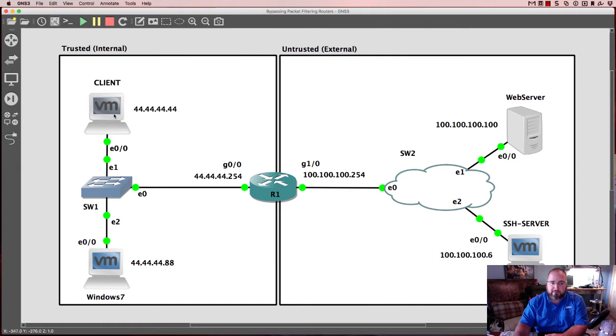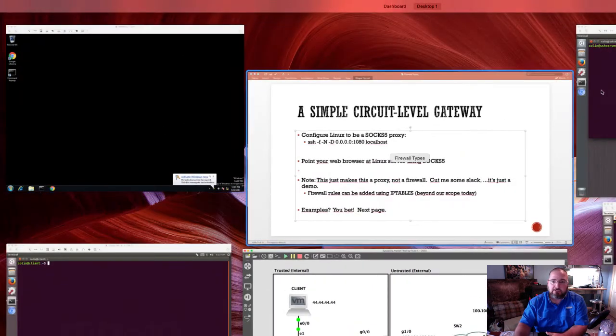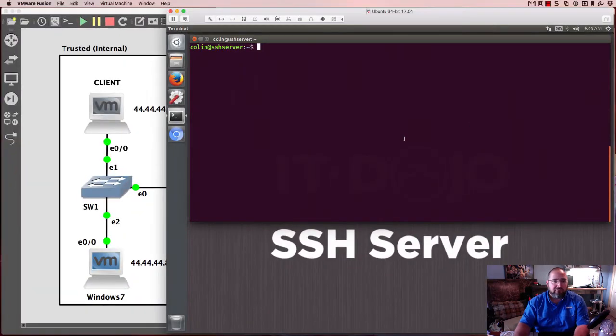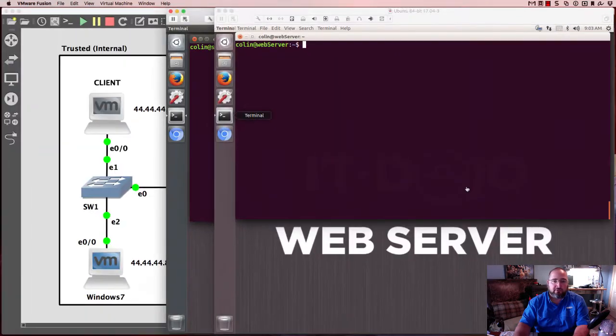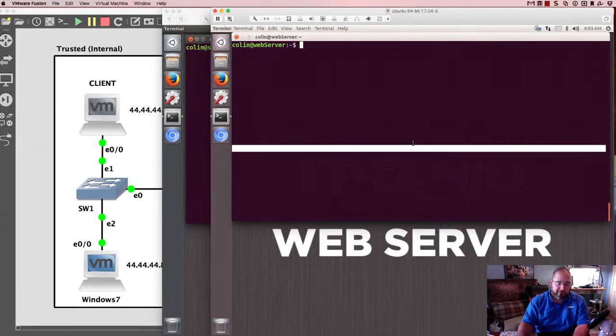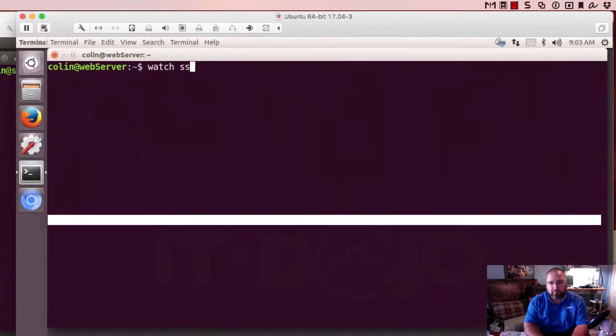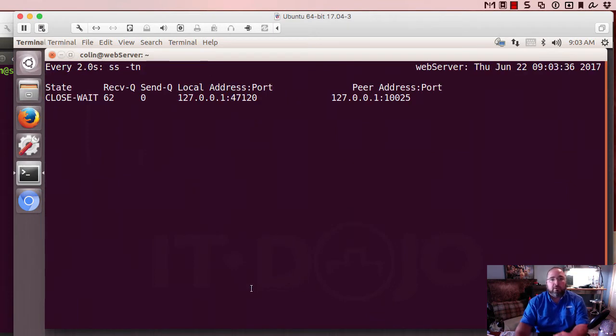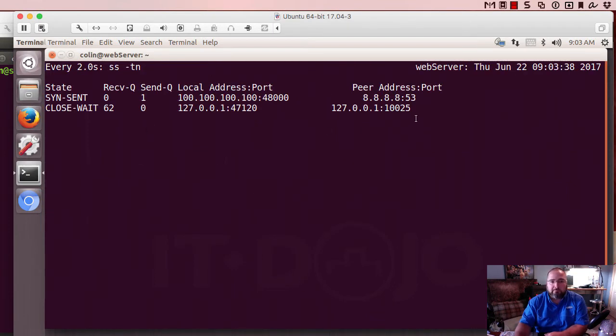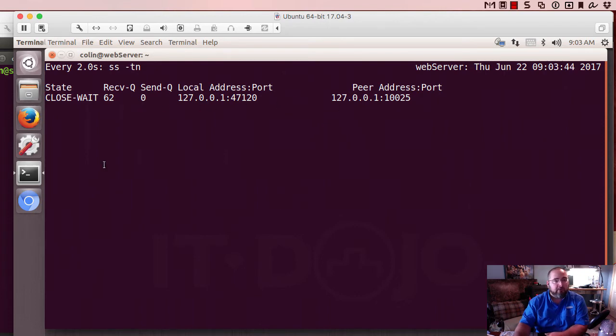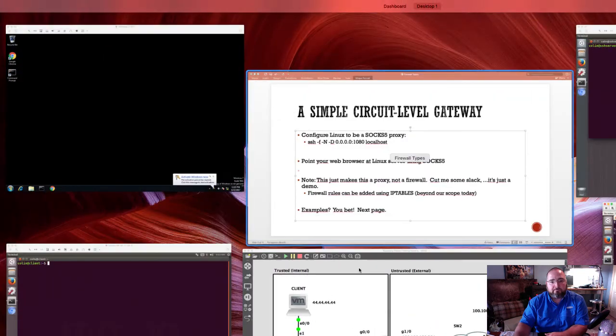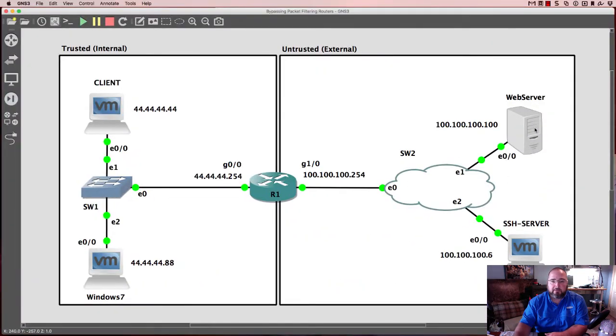So if this client, 44.44.44.44, accesses this web server, let's do a couple of things. One, let's watch the connection from the web server's perspective. There are currently no connections. It's trying to do some DNS stuff, but we don't care about that. There's no connection to the web server right now. That's on the web server, which is over here on the right.